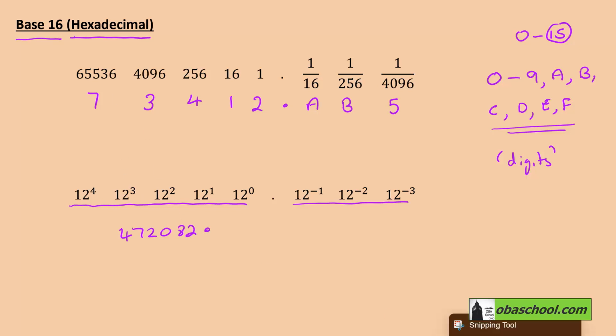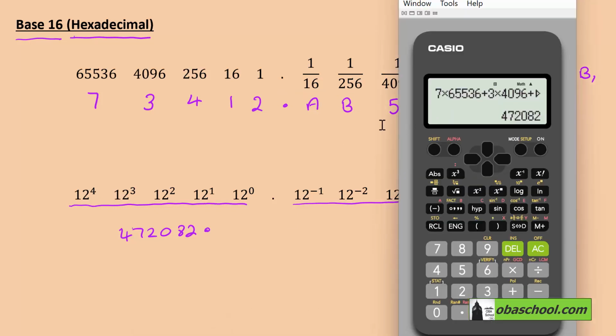But we'd also need to deal with the decimal part, or should I say the part this side, since it's not really decimal. So we have got A, which we know is representing 10. So we would have 10 over 16. And then B represents 11, so that would be 11 over 256.